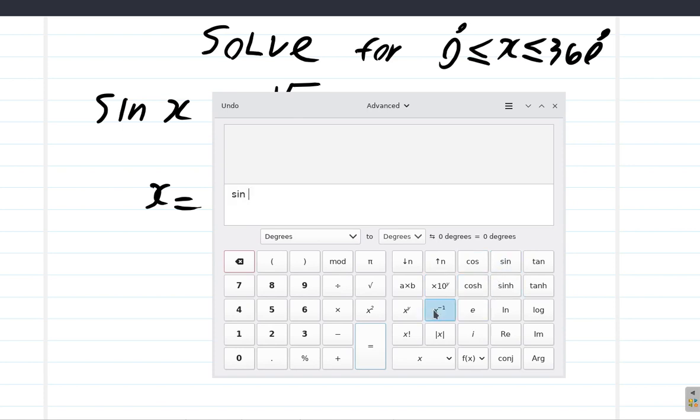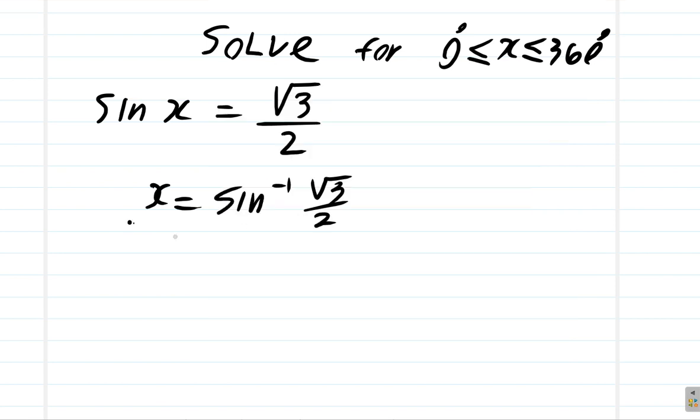sine inverse. On my calculator I put shift and sine. On your scientific calculator it would be shift or second function. Alright, open bracket, square root of 3 divided by 2, close bracket, equal, and you get 60 degrees. So what you have is 60 degrees.